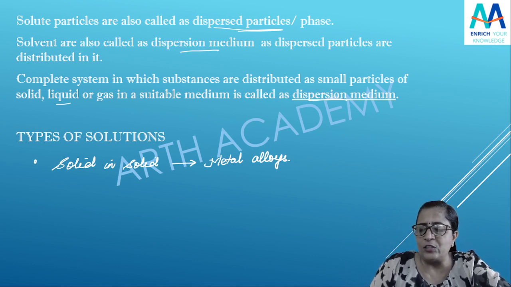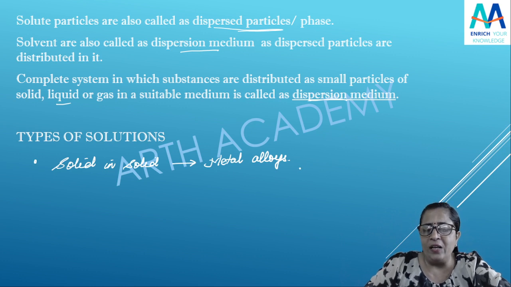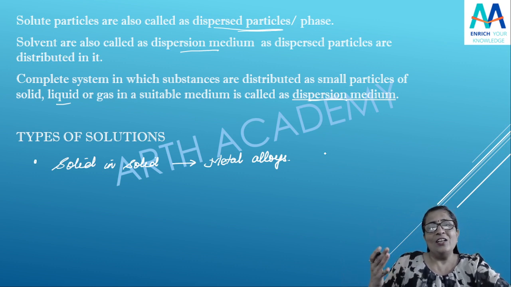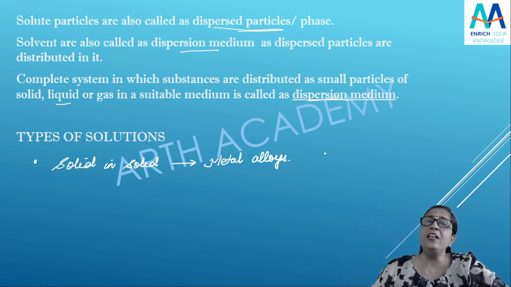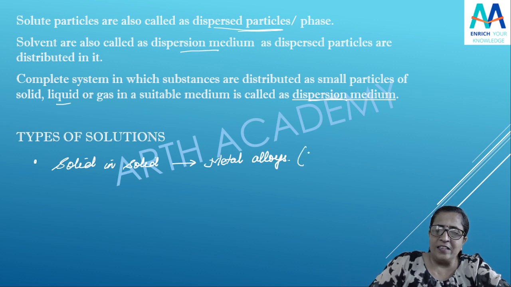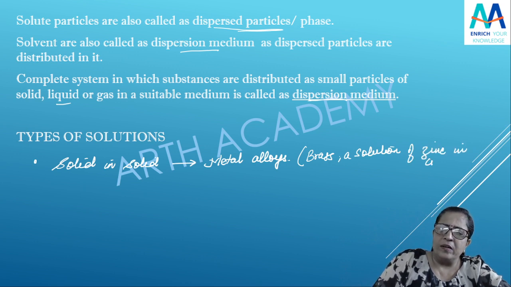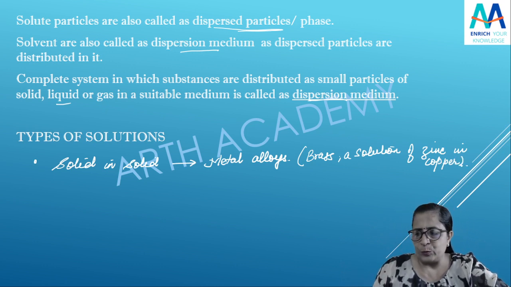That means what happens in solid in solid? If I talk about metal alloys, I can say brass, yes, is a solution of what? It is a solution of zinc and copper. And what is present in which? Zinc is present in copper. So I can write here, for example, brass, which is a solution of zinc in copper. Yeah. So this is an example of solid in solid type of solution.